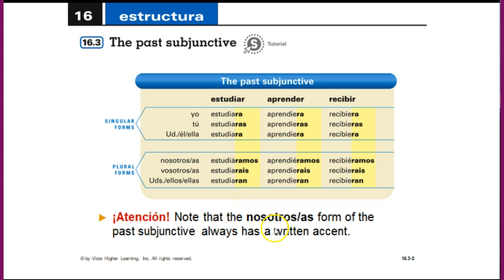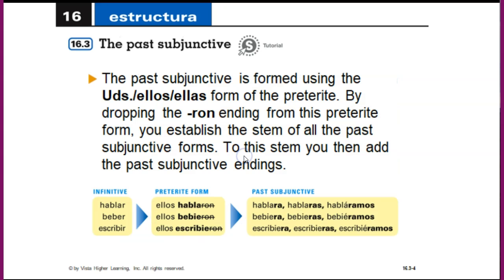This is what I said before, that in the nosotros, nosotras, nosotres form, you're always going to have a written accent in the vowel that's closer to the past subjunctive ending. So estudiáramos, aprendiéramos, recibiéramos, right? So you have la tilde here. It only happens in the nosotros and nosotras form. This is what I said. I think this is also very graphic.